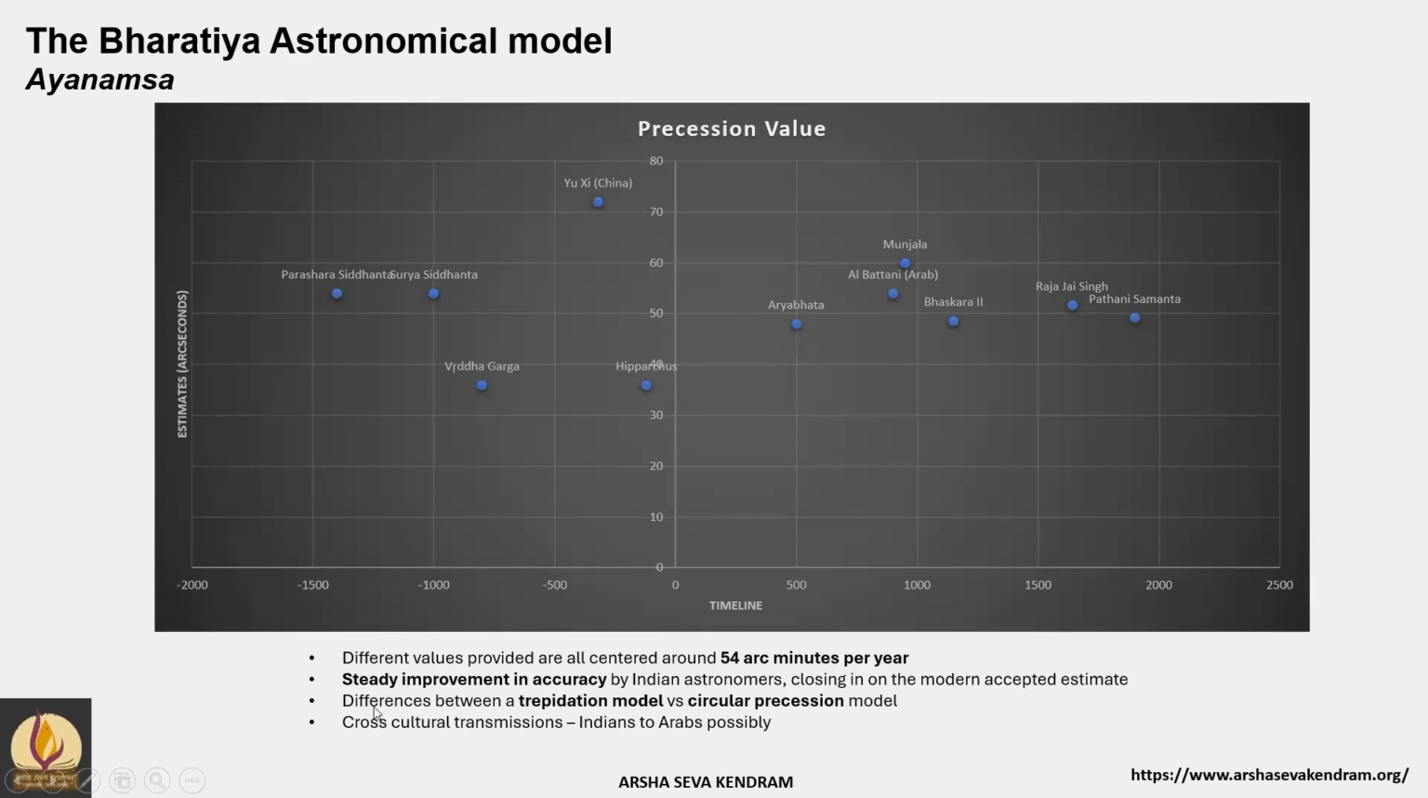There is also a variation of this precession called the trepidation model, where it's not like a smooth wobble that happens. Rather, the wobble happens kind of back and forth, like a top that is shaking as it comes to a stop, along with the wobbling. That additional shaking effect is the trepidation model.